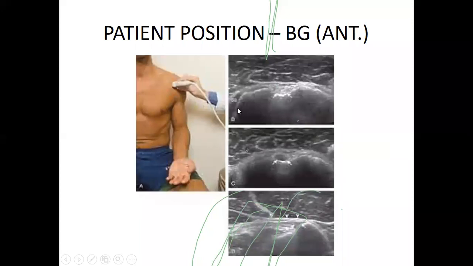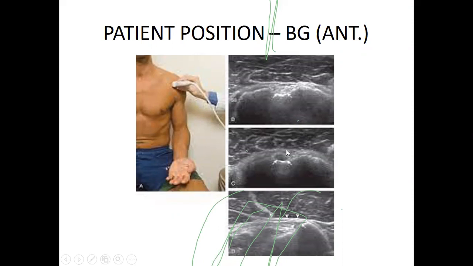This is the bone cortex. Sonographically, this is how the bone cortex will appear. Then we have the bicipital groove, that depression, and it continues medially this side. Within the depression, we have that echogenic structure. That is how the normal long head of the bicipital tendon looks. That is normal in short axis. It looks echogenic.